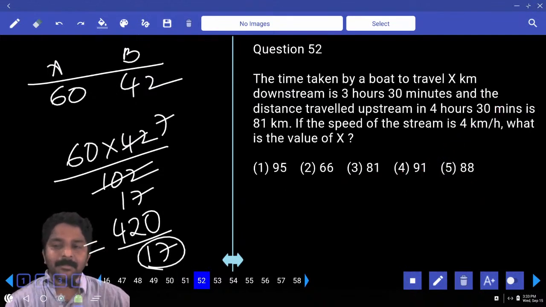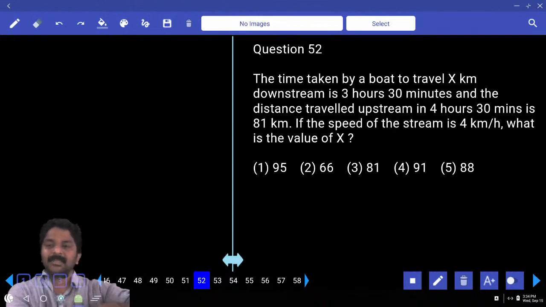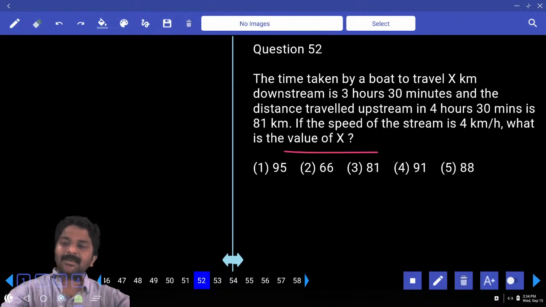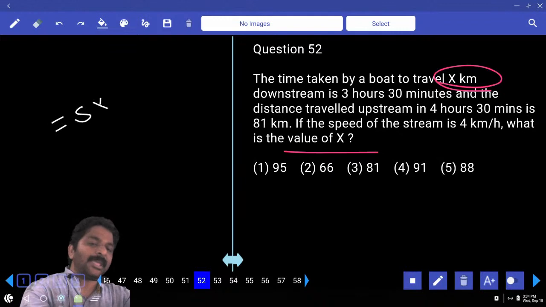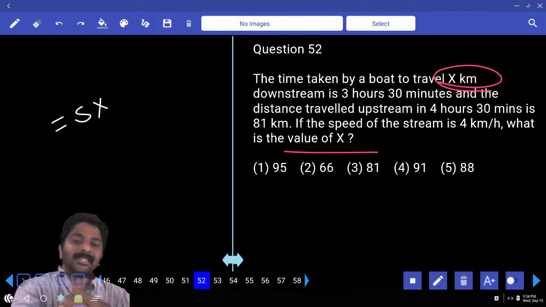The time taken by a boat to travel X kilometers downstream is 3.5 hours. You need to calculate distance. Time taken by the boat to travel X kilometers downstream in 3.5 hours, and what is your question? X value. X in the sense distance only. Distance is equal to speed into time only. Downstream speed so far we don't have. But time, you know how much it is? 3.5 in the sense 7 by 2 only.